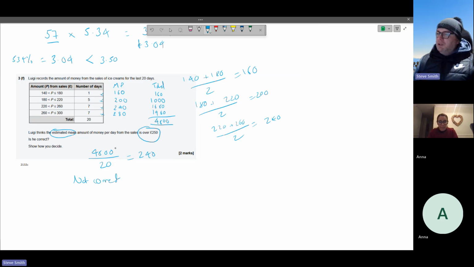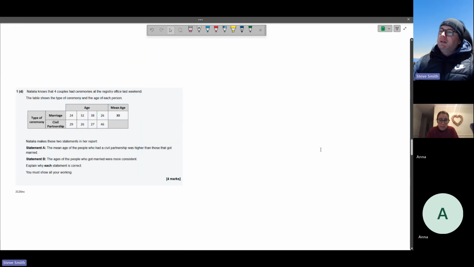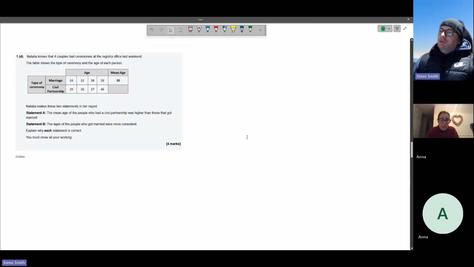And the reason we know he's not correct is because we've done out the mean. We found out, divided it by 20, and we're making £240 per day, not £250 per day. Okay, Natalia, non-calculator again, this one.